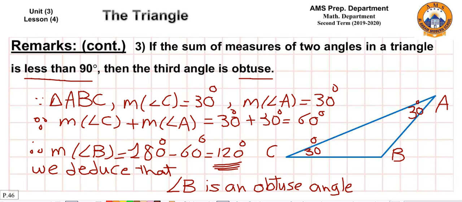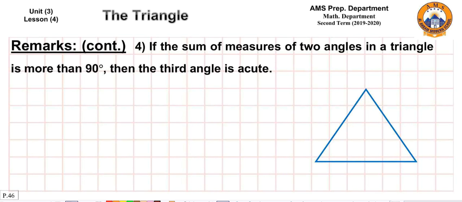The last one. If the sum of measure of two angles in a triangle is more than 90, then the third angle is acute. Suppose that the triangle XYZ, and this is 60 degree, and angle X is also 60 degree. How can we find the measure of Z? We wanted to prove that Z is an acute angle.